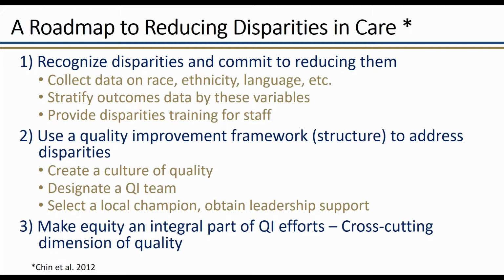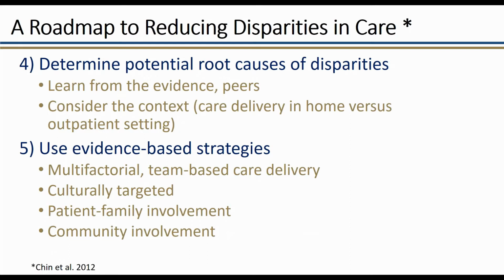Again, this can be cross-cutting across all of your attempts to improve quality of care. You can be keeping an eye on potential disparities and how you might have an impact on that. You want to try to determine the potential root causes of the disparities, so you can learn from the evidence and from your peers. You can consider things like the context, like insurance, like care delivery in the home versus outpatient setting for Medicare patients. That is a situation where context is important, because we know that Medicare covers therapy in the home, but not as well in the outpatient setting, because it's under Medicare Part B, whereas in the home it's under Medicare Part A, and it's covered completely.